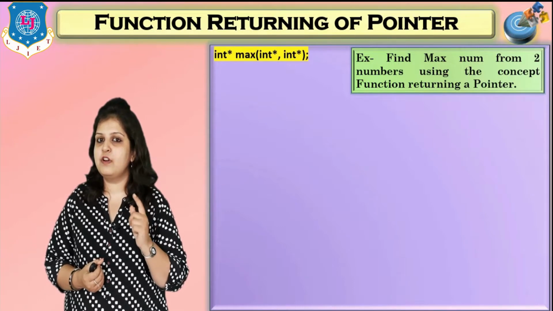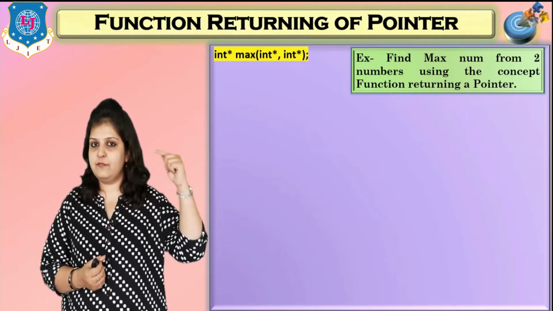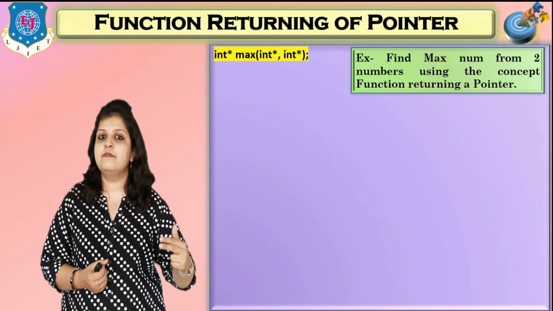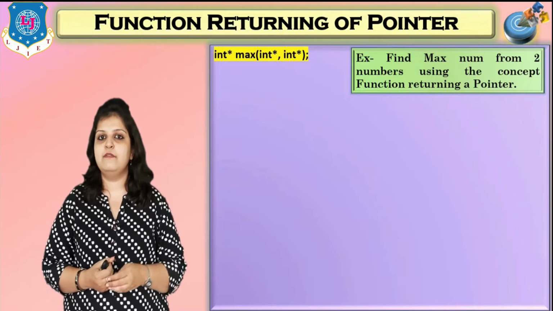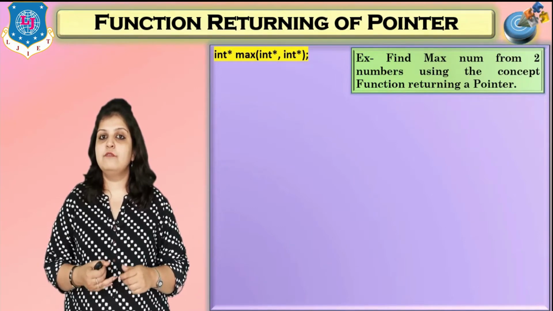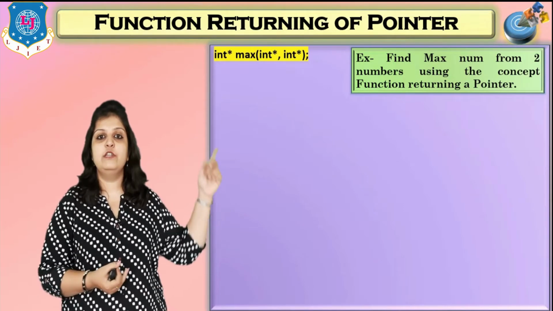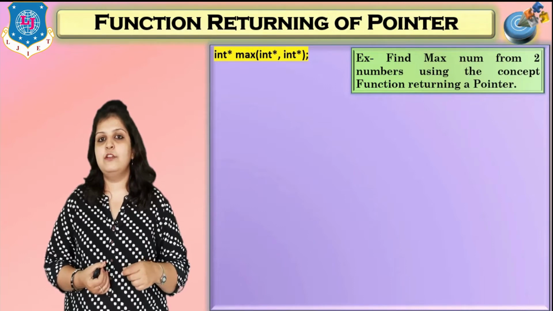Our first step is function declaration. Remember the elements of a function. Our first part is function declaration, second is function call, and third is function definition. So first I am writing the function declaration, and the return type is integer, but here we have to return a pointer, that's why we use the asterisk symbol. So int star. Then after that, write your function name.